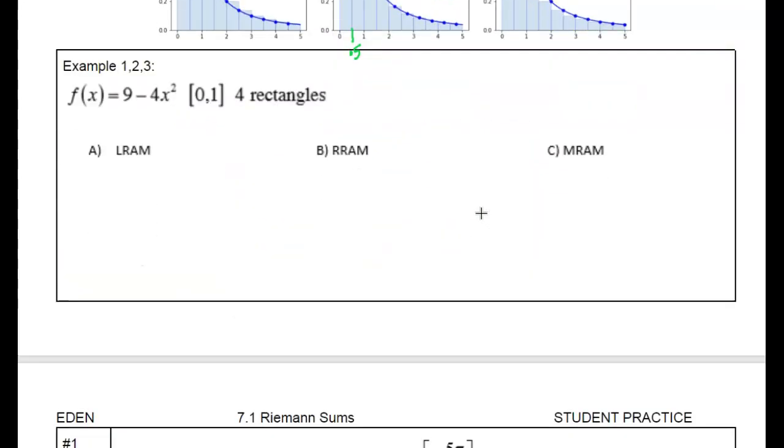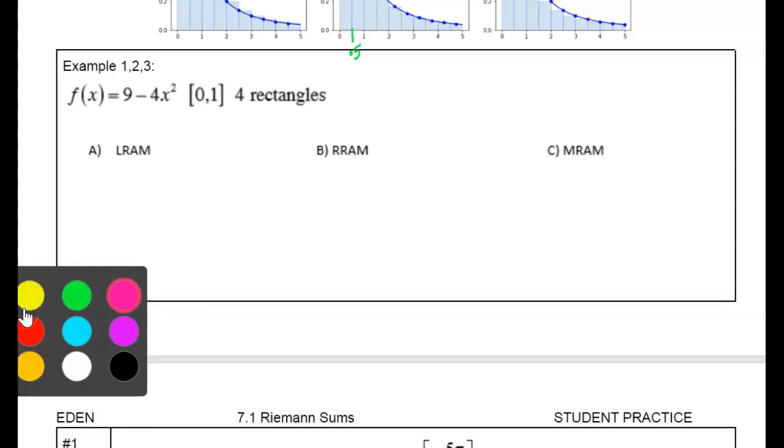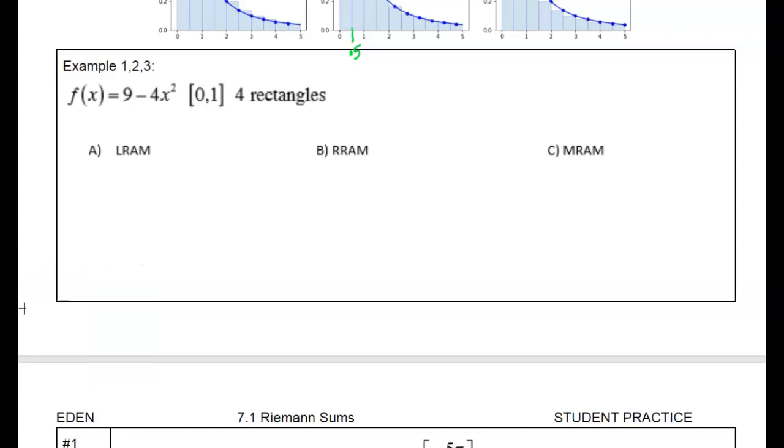So let's go ahead and go through some. You would only be asked one of these questions, but I'm just going to do all 3 so you can kind of see what's different, what's the same, and things like that. Most of the functions are going to be pretty simple that you should be able to sketch by hand.